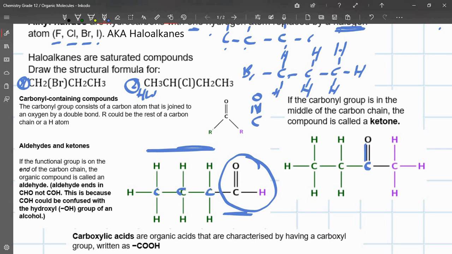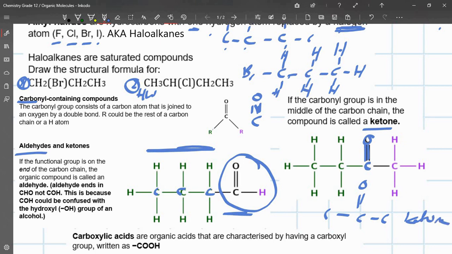So see, it's a double bond with oxygen. So these carbonyls have a double bond with oxygen. If it's at the end, aldehyde. And if it's in the middle of 2 carbons, then it's known as a ketone.